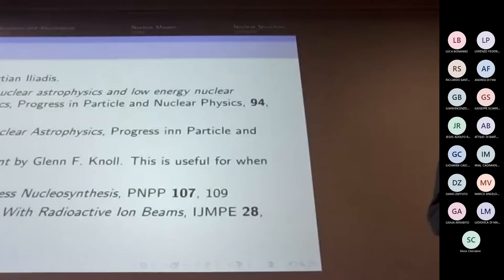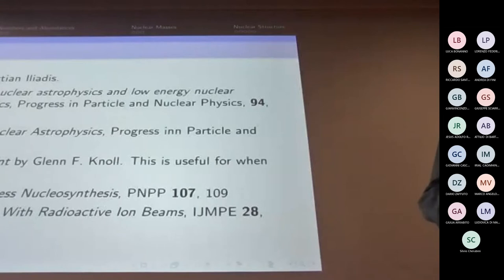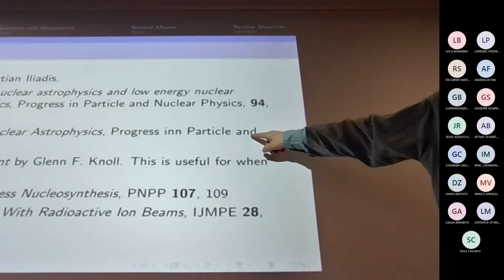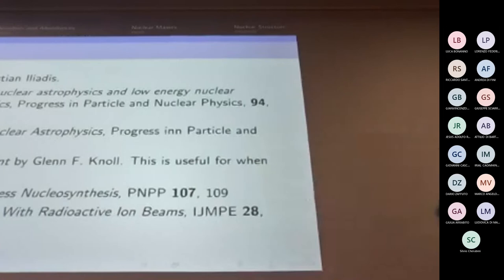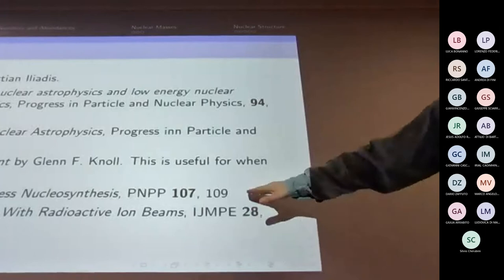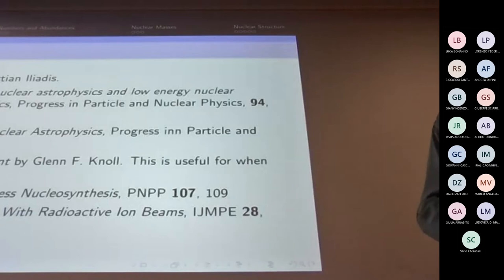Here's some recommended reading. This top book here is a very good book. It's probably one of my favorite books on nuclear astrophysics. Fairly complicated book, but also very good. This paper here is also very good. This book here talks a lot about experiments and experimental devices, and then a little bit on experiment at the end here. You don't have to write all this down, and I will tell you why.